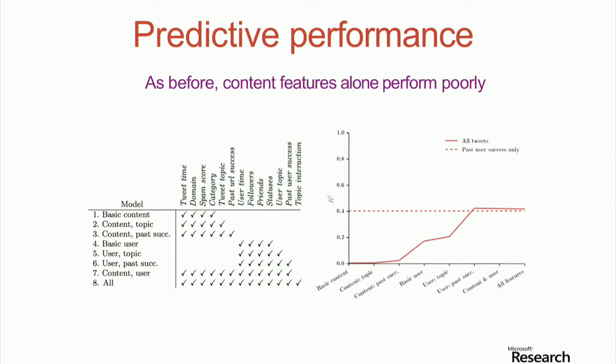And the same result holds, where a simple linear model that has one feature, which is the past performance of the seed node, so this is Neil deGrasse Tyson's average number of retweets, that's the dashed line here. So you can see how much benefit you get from your fancy machine learning model. Actually, you can't really see it.